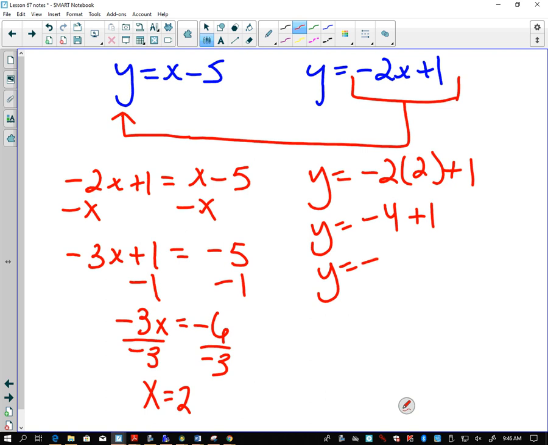Negative 3. Okay, so if I'm writing this in coordinate notation, how do I write that in? What goes on the left? 2. Okay, and on the right, negative 3, because x is on the left, y is on the right. So I get 2, negative 3 as my answer.